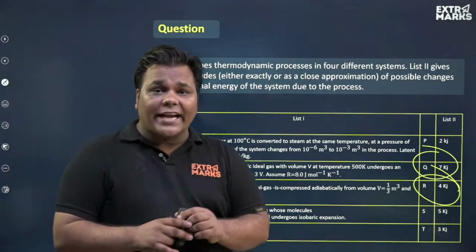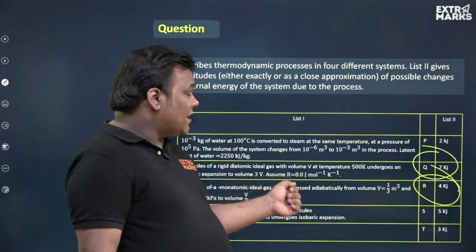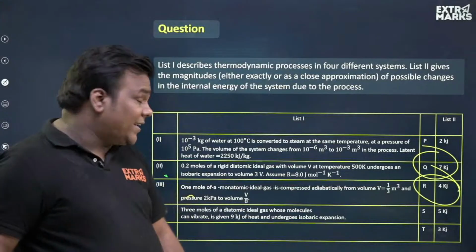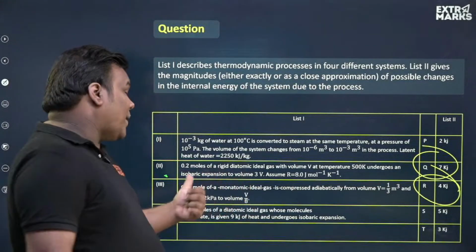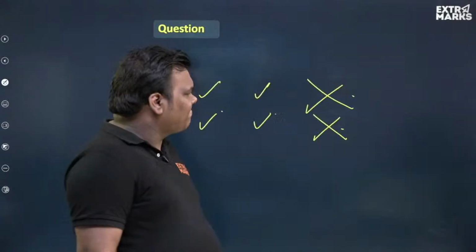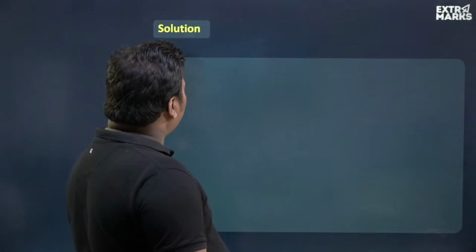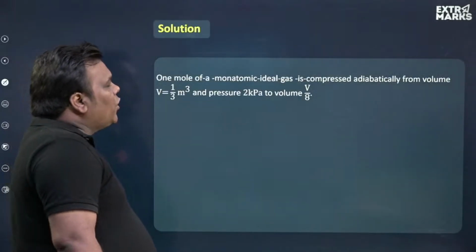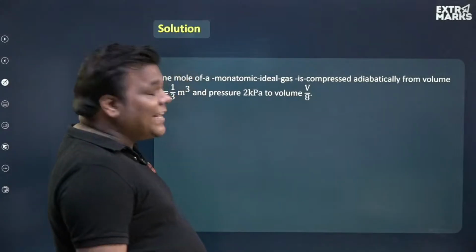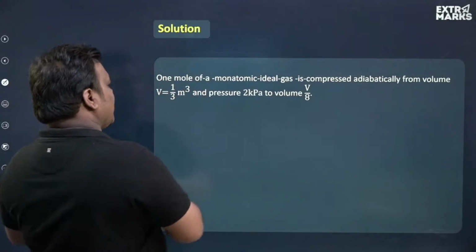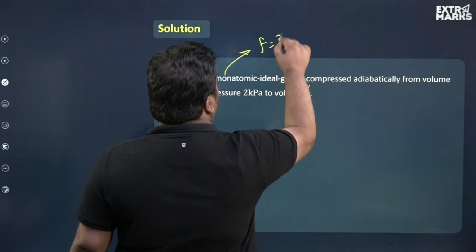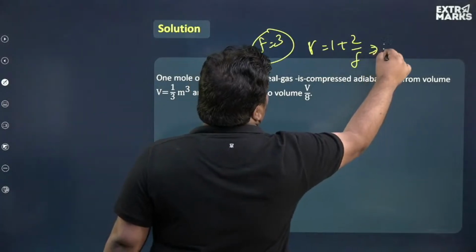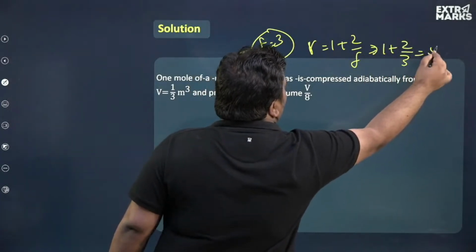1 mole of a monoatomic ideal gas is compressed adiabatically from volume V is equal to 1 by 3 meter cube and pressure 2 kilopascal to volume V by 8. Okay, let me solve this for you. Monoatomic, F is equal to 3. Gamma is equal to 1 plus 2 by F, 1 plus 2 by 3, that means 5 by 3.